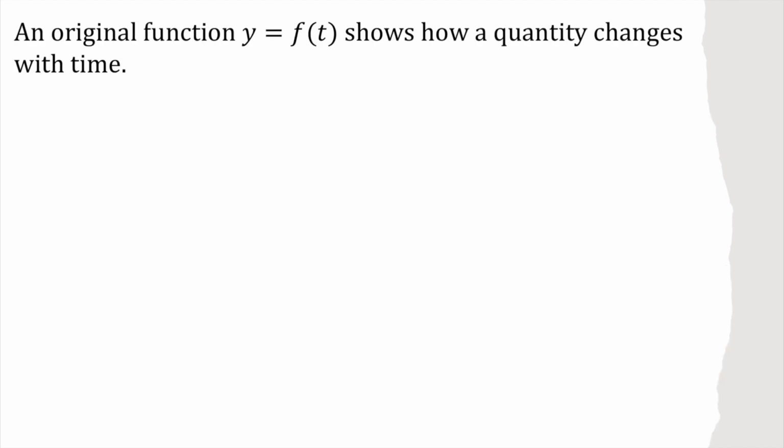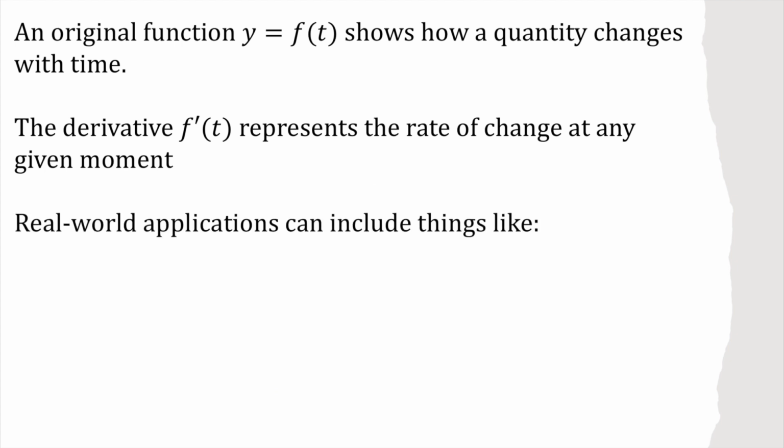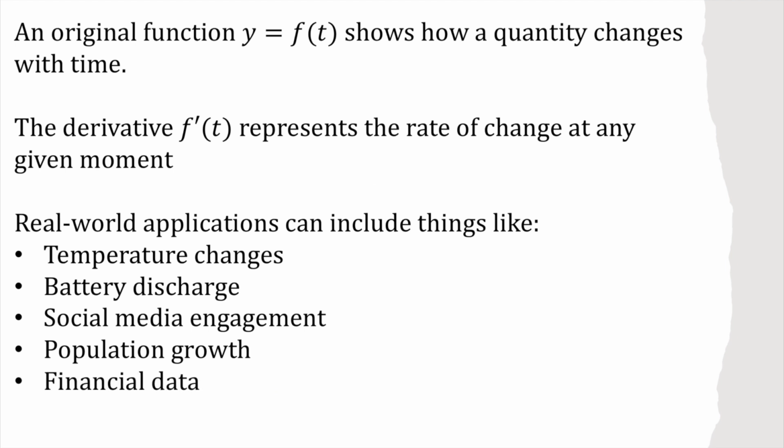An original function, y equals f of t, shows how quantities change with time. The derivative, f prime of t, represents the rate of change at any given moment. Real-world applications can include things like temperature changes, battery discharge, social media engagement, population growth, financial data, all kinds of things.